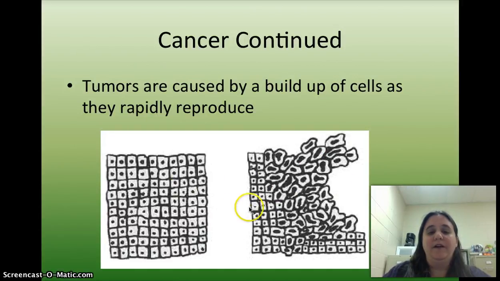This is a diagram of what a normal sample would look like and then what a tumor would look like. As you can see, these tumor cells are odd shaped and there's a bunch of them piled up in one area.